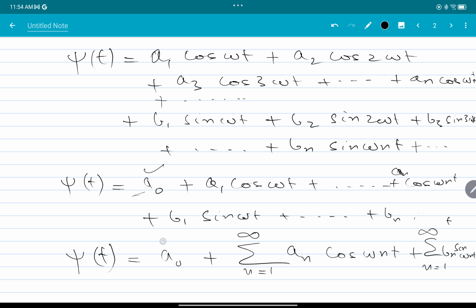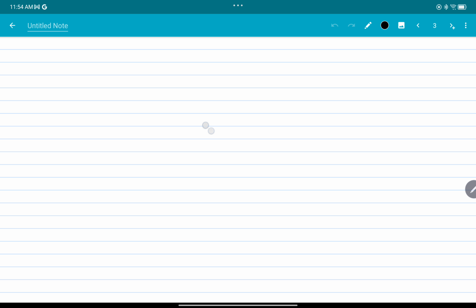Now what is this A0? It turns out that this A0 is simply the average value of the function. Some functions may have a non-zero average value, and there may be functions that have zero average value. Both are possible. For example, if we take sine omega t and take its average. How do we take the average? Let us have a look at that. Suppose we have this sine.